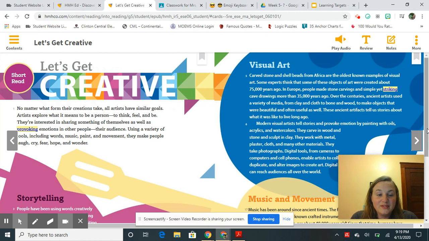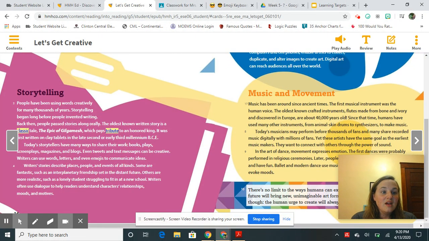Let's get creative. No matter what form their creations take, all artists have similar goals. Artists explore what it means to be a person, to think, feel, and be. They're interested in sharing something of themselves as well as provoking emotions in other people, their audience, using a variety of tools, including words, music, paint, and movement. They make people laugh, cry, fear, hope, and wonder.